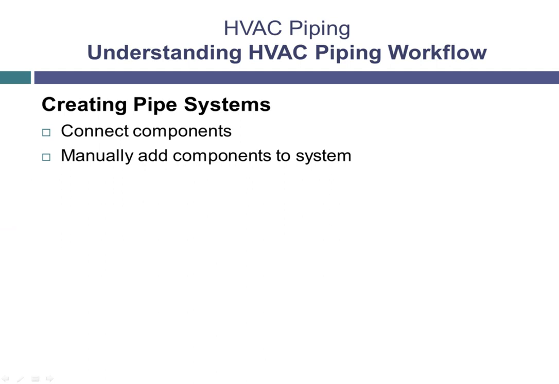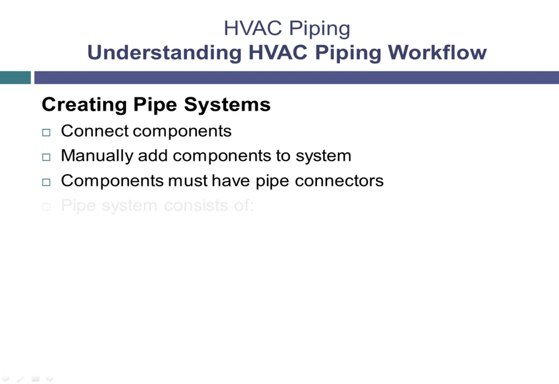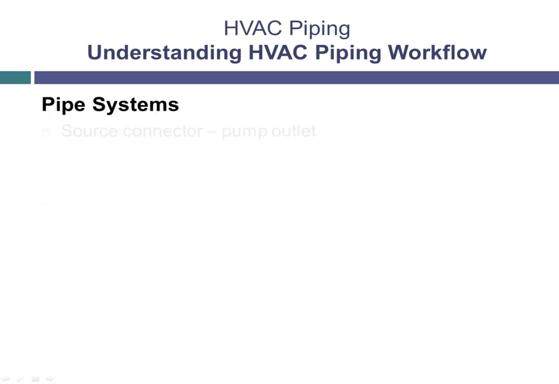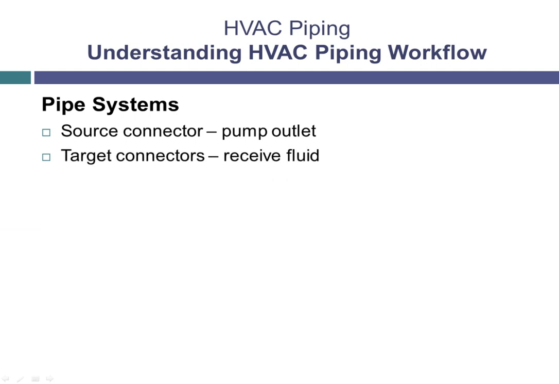Then you can have Revit generate and lay out the piping. In order for a component to be added to a system, the family must have a pipe connector. A piping system consists of one or several target connectors and one source connector. Typically, a source connector is on the mechanical equipment, such as a pump, while the target connectors are the various components receiving the fluid.